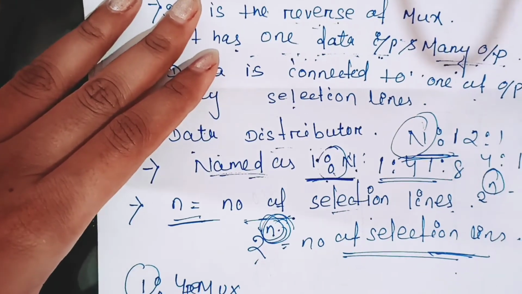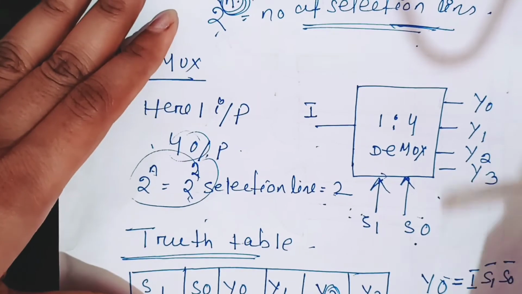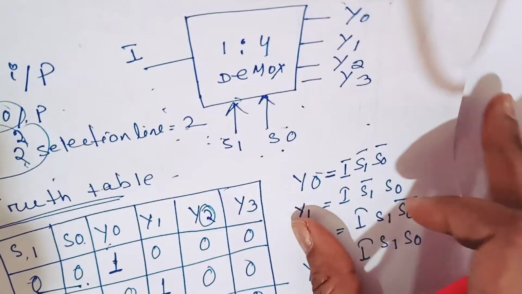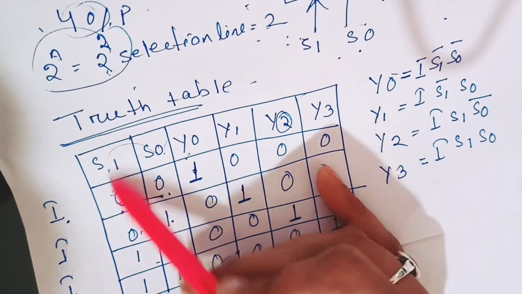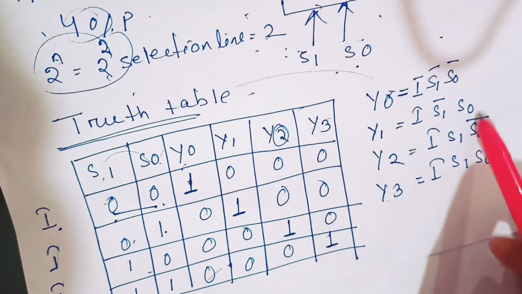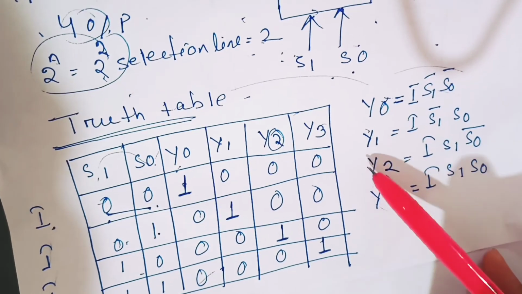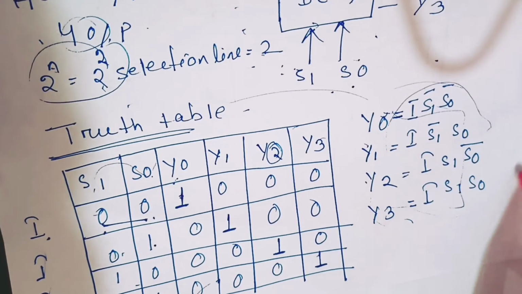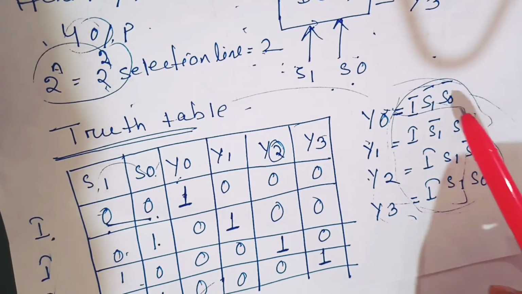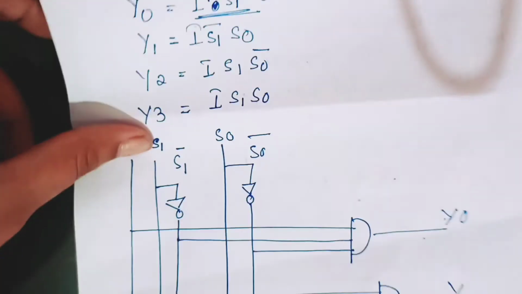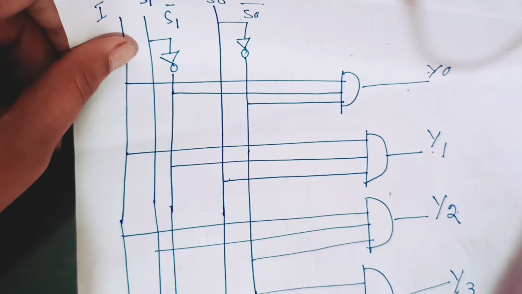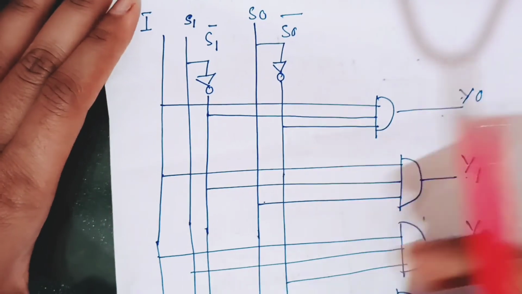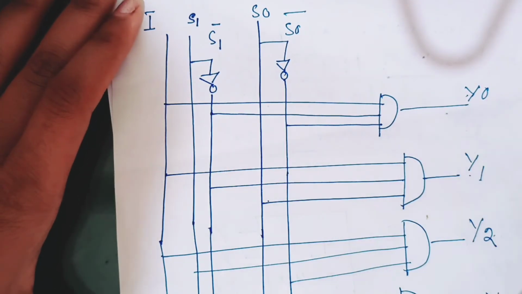Then we will draw the logic diagram of 1:4 DMUX. There is 1 input, 4 outputs, 2 selection lines. Then we will draw the truth table, and according to the truth table we will find the outputs, that is 4 outputs Y0, Y1, Y2, Y3. Then 4 values are obtained here, and with the help of these values we will draw the logic circuit diagram of our 1:4 DMUX. This is your logic circuit diagram of your 1:4 DMUX. It is all about your 1:4 DMUX.